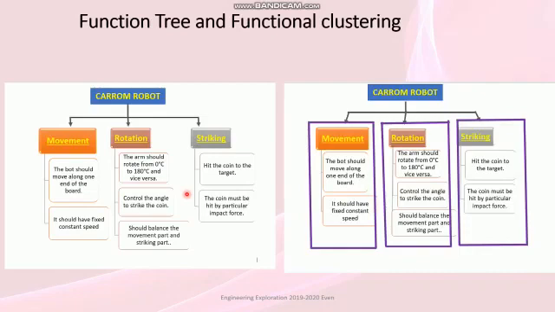Next slide is function tree and function clustering. We have identified three functions: movement, rotation, striking. Under movement, the board should move linearly along the end of the board. Rotation, the arm should rotate from 0 degree to 180 degree and vice versa. Striking, it should hit the coin to the target by particular force.